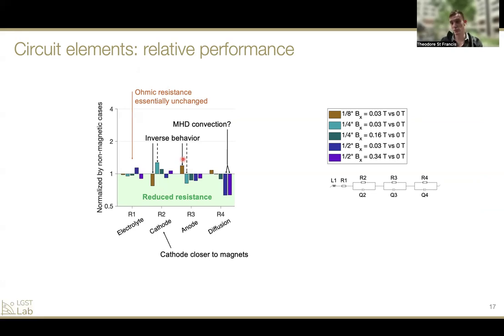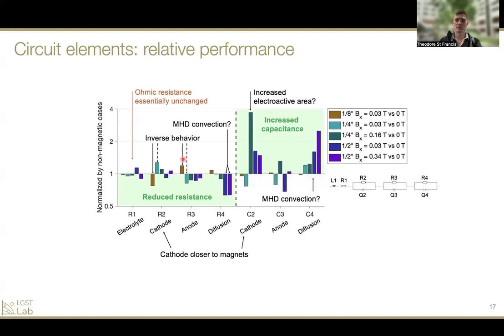And then diffusion is dramatically reduced for the 1/2 inch, which is potentially due to the fact that the swirling that we see, or the vorticity inducing a higher local flow rate in the cell, is increasing the availability of ions and water molecules to react at the electrode surfaces. And that could be reducing the diffusion resistance.